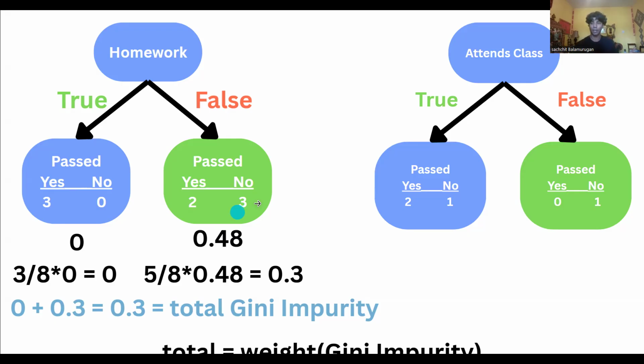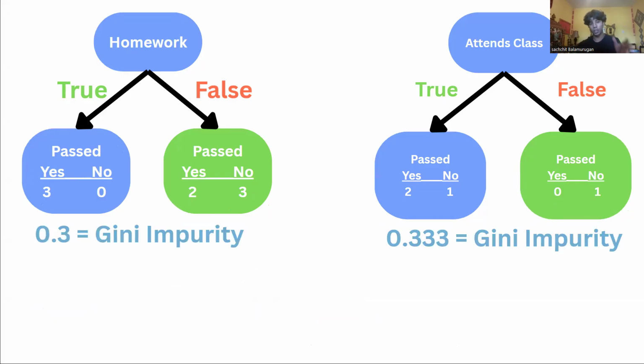Now we just do the same thing for both of them. All right, 0.3 Gini impurity, and 0.333 infinitely, right? Gini impurity for the attends class. Okay. Now we have these two values here.